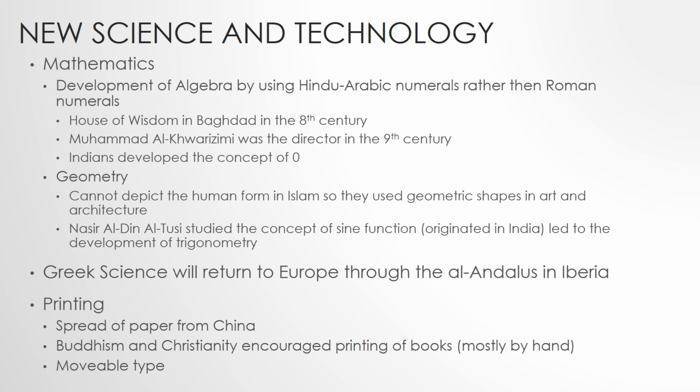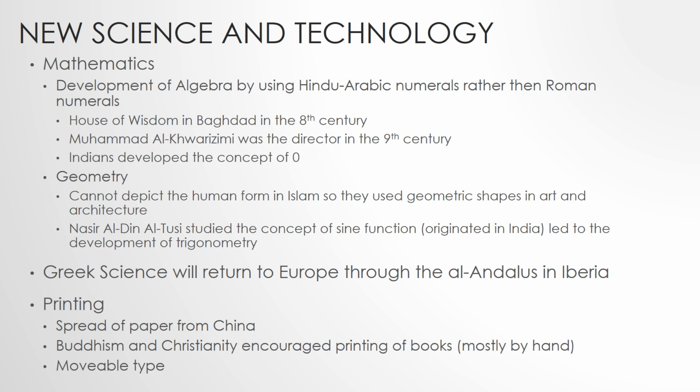In Islam, you're not allowed to artistically depict the human form, and so they use geometric shapes in their art and architecture, and obviously geometric shapes are really important mathematically in regards to creating the mosaics and things like that that are decorating things like the Dome of the Rock. Nasser al-Din al-Tusi is going to be the one who starts studying the concept of the sine function. The sine function originated in India and comes into the Arab areas, and that's going to create the development of trigonometry. So you can blame your pre-calc class and calculus class on all of these people.